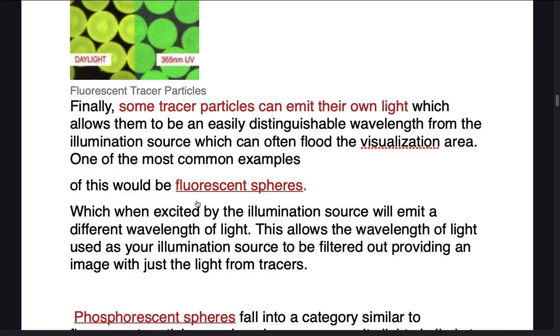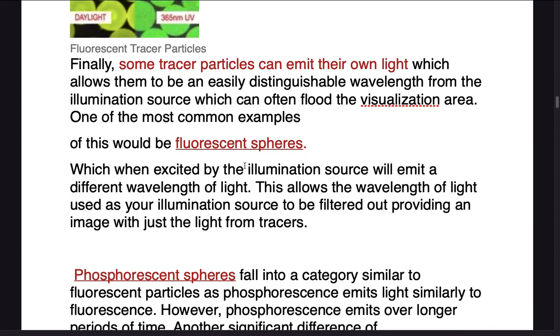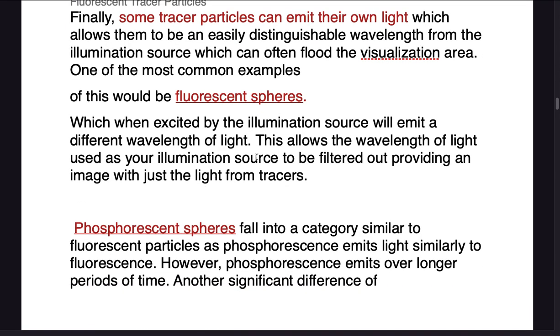One example would be fluorescent spheres, which, when excited by the illumination source, will emit a different wavelength of light. This allows the wavelength of light used as your illumination source to be filtered out, providing an image with just light from the tracer particle.